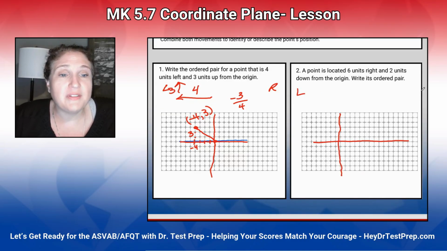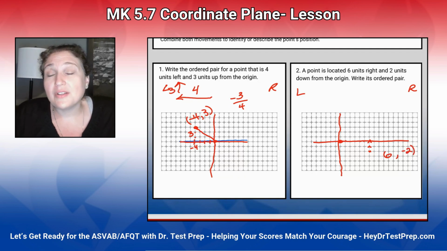So here's my left, here's my right, counting 6 units. 0. We always start our pen at 0. 0, 1, 2, 3, 4, 5, 6. This is my temporary spot. Then I go 2 units down. 1, 2. So this is positive 6, negative 2.